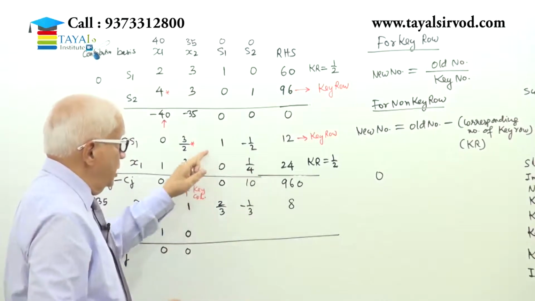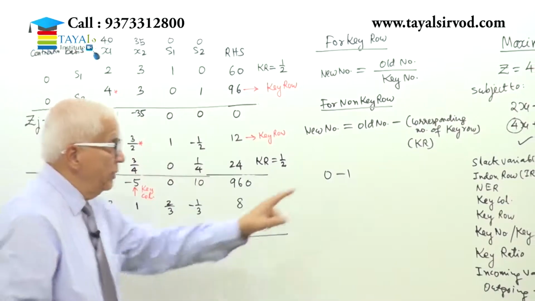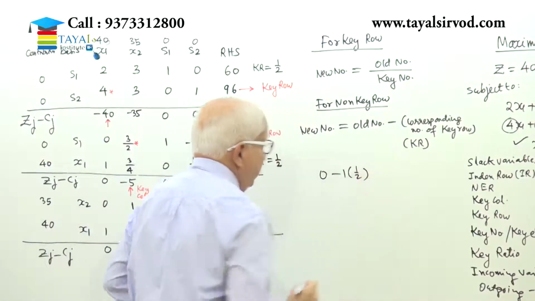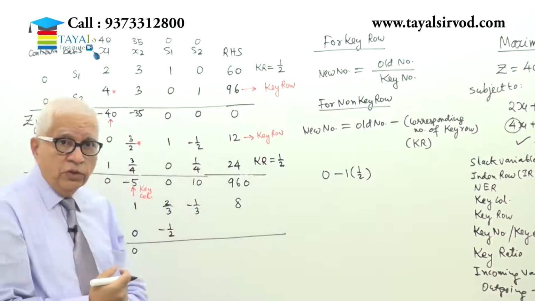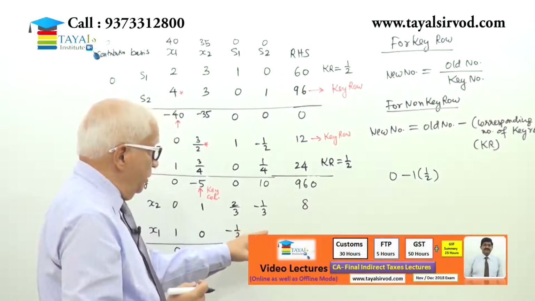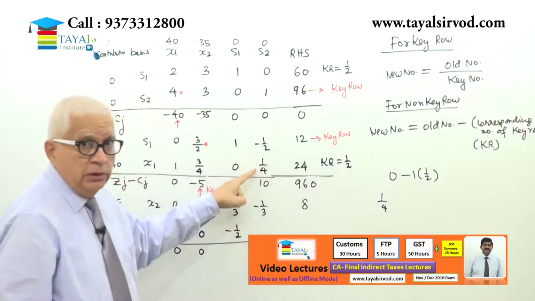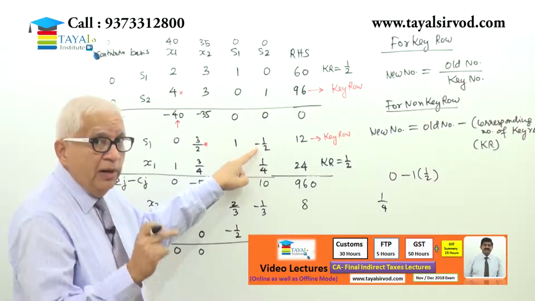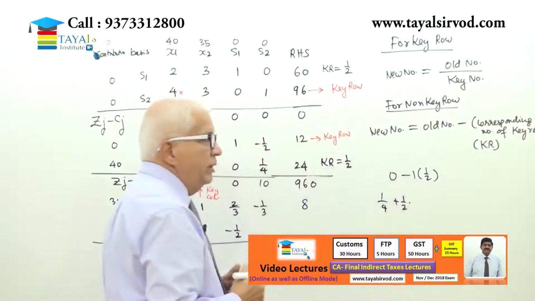So old number minus corresponding number of the key row, that is -1. But the second term has to be multiplied by the key ratio. And what is the key ratio? 1 by 2. So 0 minus 1 by 2 is -1 by 2. Okay. Next, two more numbers to be calculated. Number here, this new number is equal to this old number 1 by 4 minus corresponding number of the key row, which is -1 by 2. So minus 1 by 2 will become +1 by 2, but this has to be multiplied by the key ratio.